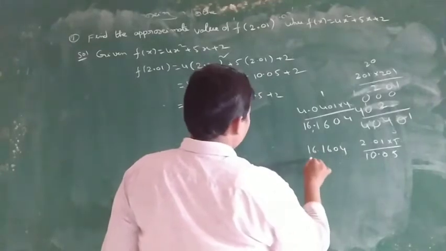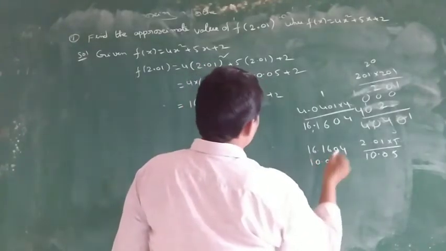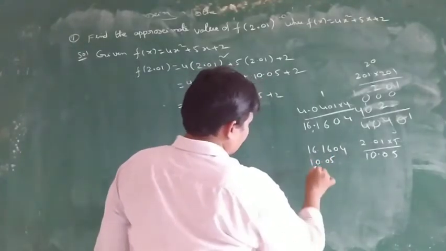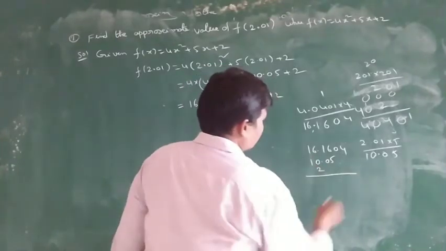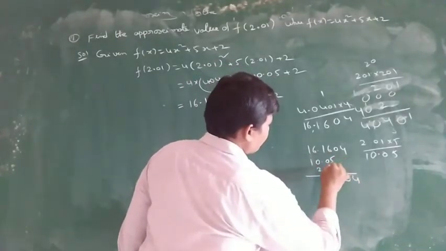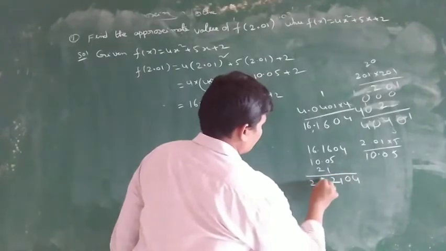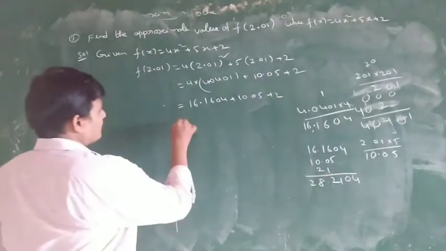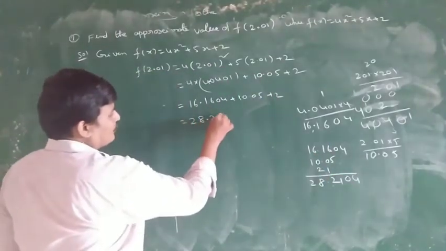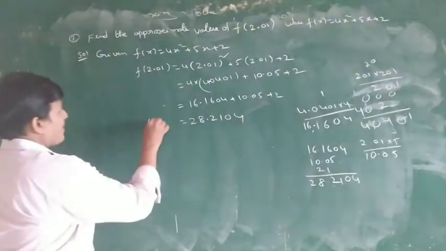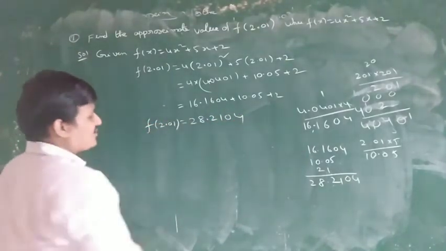16.1604, 10.05, 2. Adding, we get 28.2104. All calculations.